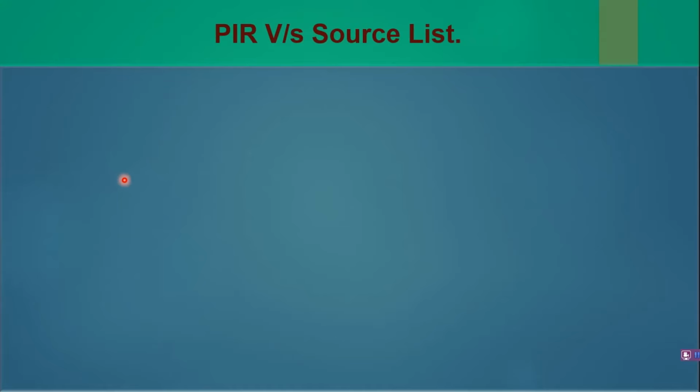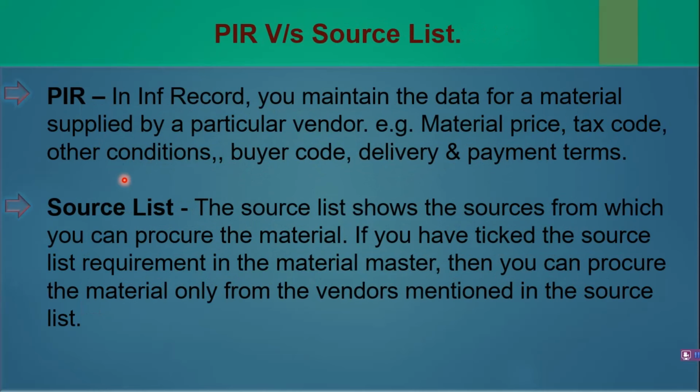Then what is the difference between purchasing info record and source list? In the purchasing info record, you maintain the data for materials supplied by a particular vendor in detail, like its price, then if there is scaling, its tax related info, then other details for a particular vendor you can maintain, like conditions, buyer code, delivery, payment, all terms. But in source list, we only maintain the possible sources of supply for a particular time frame. So there's a difference between source list and purchasing info record.